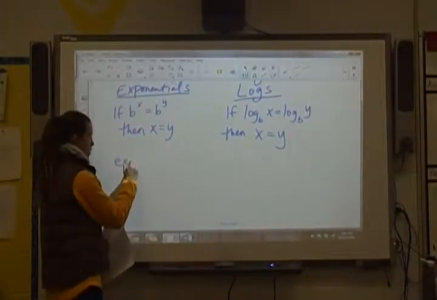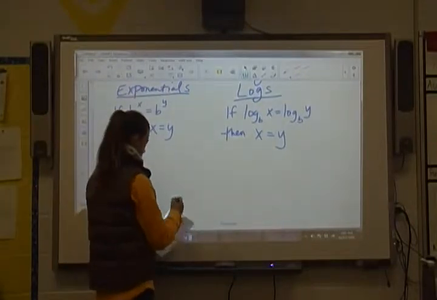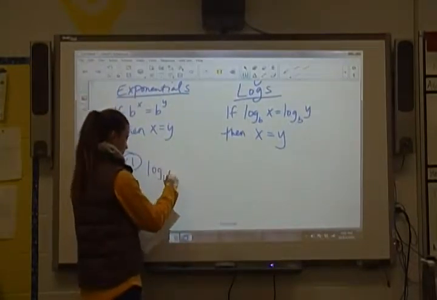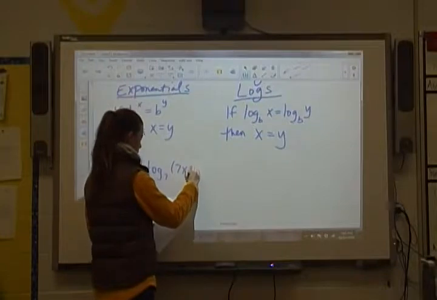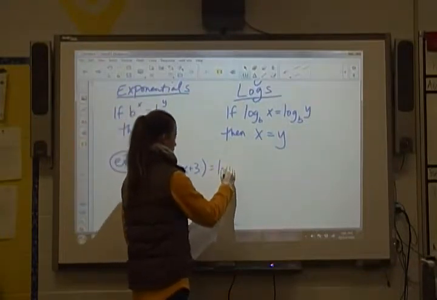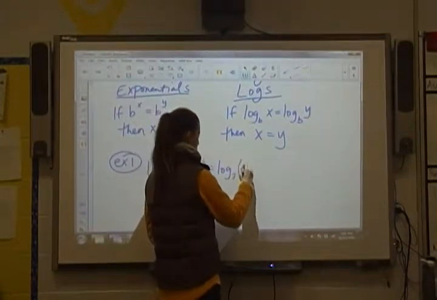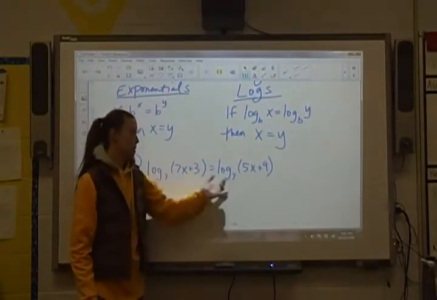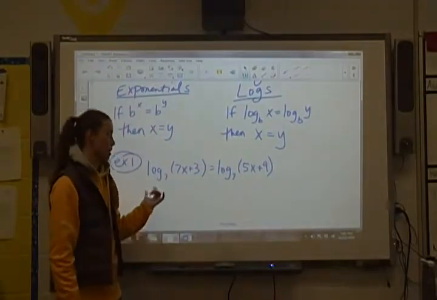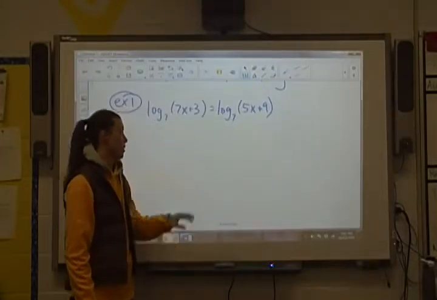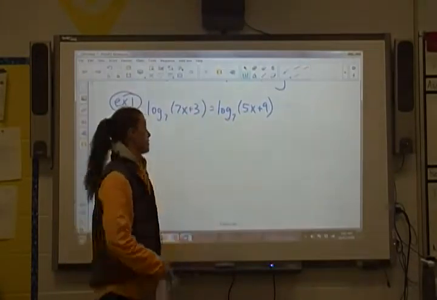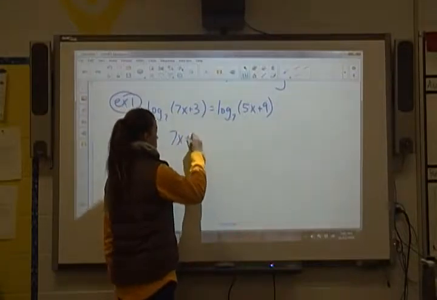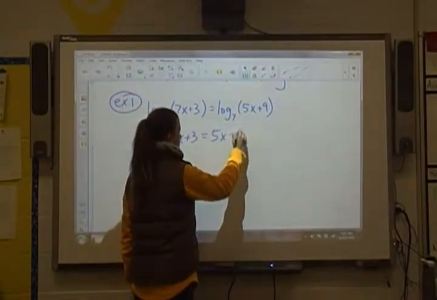We're going to look at some log ones. So our first example is going to be log base 7 of 7x plus 3 is equal to log base 7 of 5x plus 9. Well, look at this. 7 is the base on both of these logs. So that means that they're equal to each other. All we have to do then is set 7x plus 3 equal to 5x plus 9.